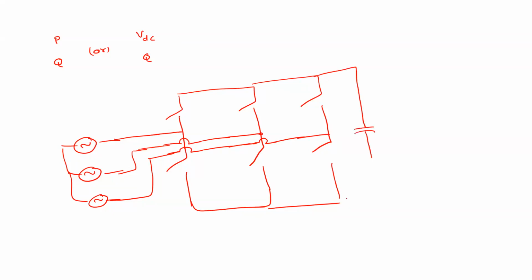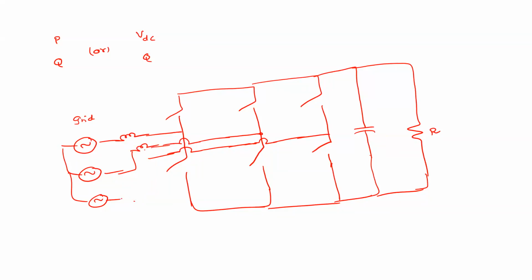Usually you connect a capacitor, so that will smoothen the ripples. Let us assume this is the load. Let us assume we have some R load. These are the grid. All right, these are the switches. This is basically the simple representation of an inverter. Before that, we have some coupling inductors present.